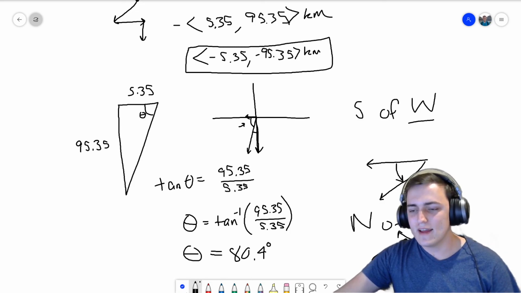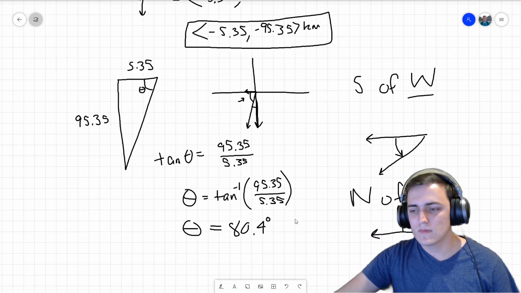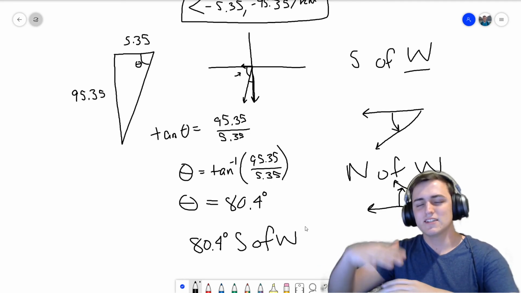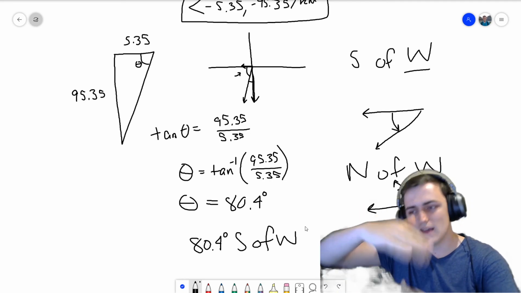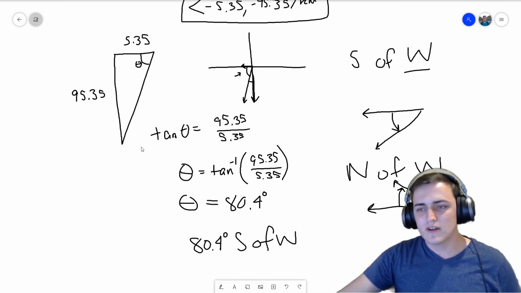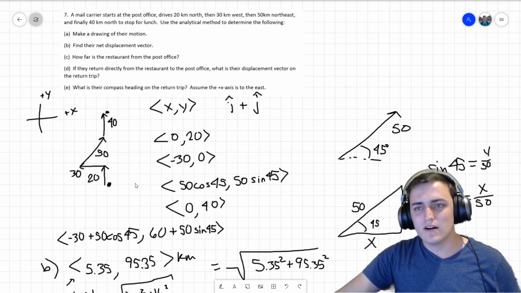So for our final answer, we have to write 80.4 degrees south of west. Just to provide that context that we are baseline west, 80.4 degrees in the south direction. And that gives us our answer for question 7 on homework 2.